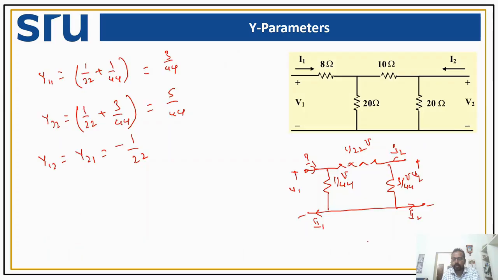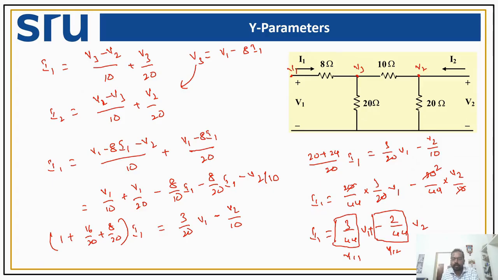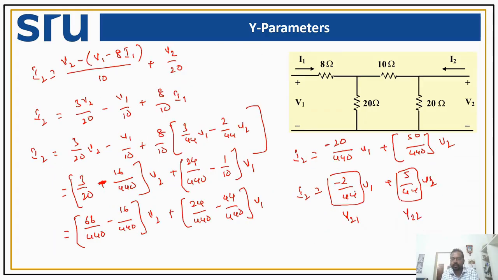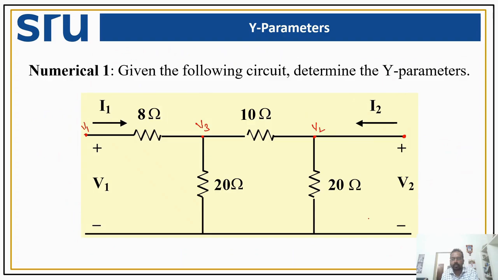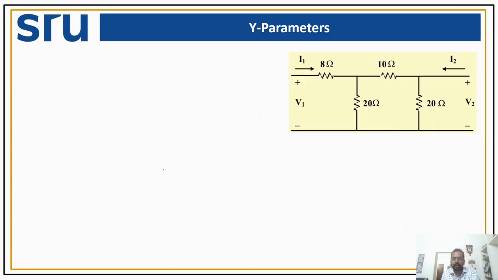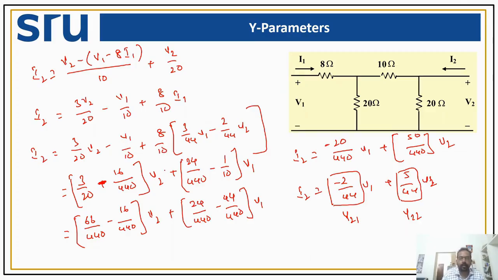If you compare, we got the same 3 by 44 and 5 by 44, and Y21 equal to minus 1 by 22, and here also minus 1 by 22. So whatever method we use, we are going to get the same answer. Thank you. Now in the next lecture, we shall see the ABCD parameters. Thank you.